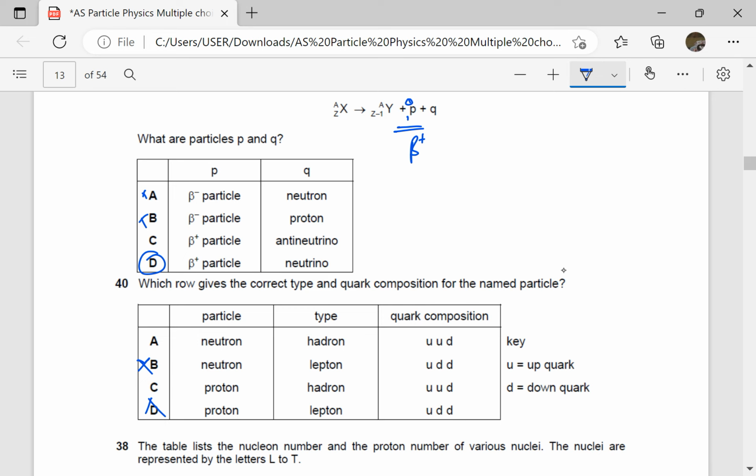Now let's look at the quark composition. A neutron is said to be up, up, down, which is not true. A proton is up, up, down, that is true. So the answer is going to be C.